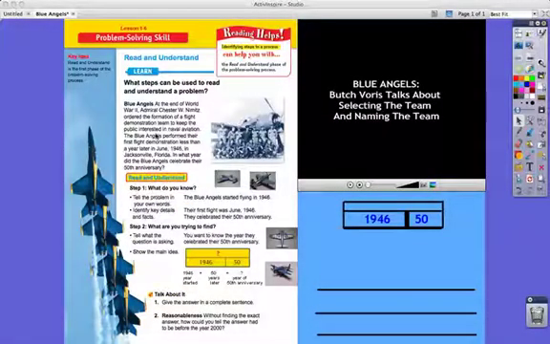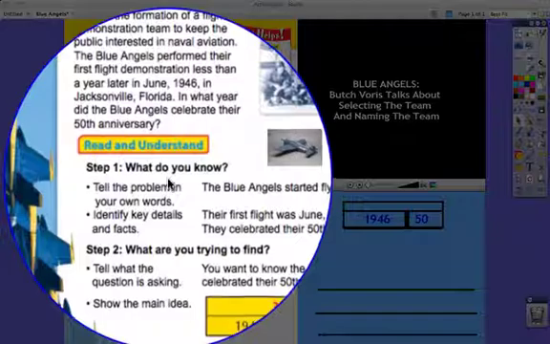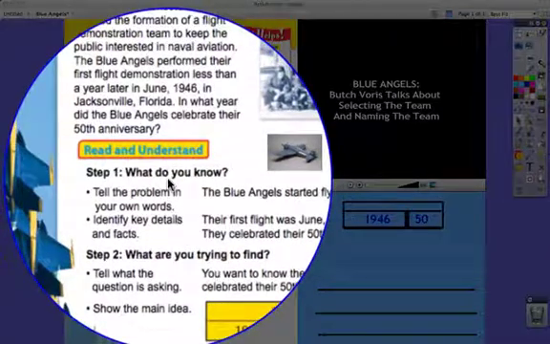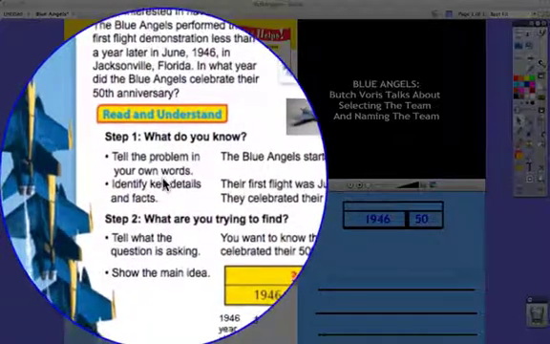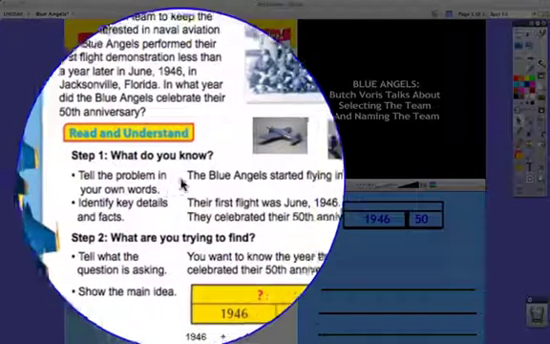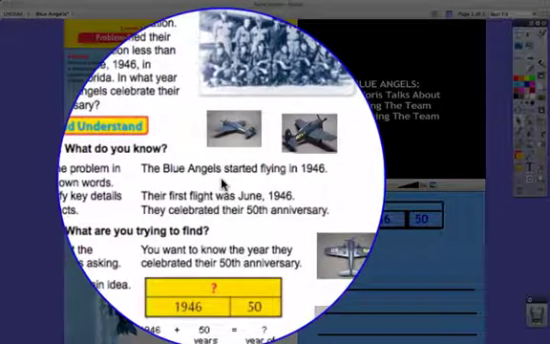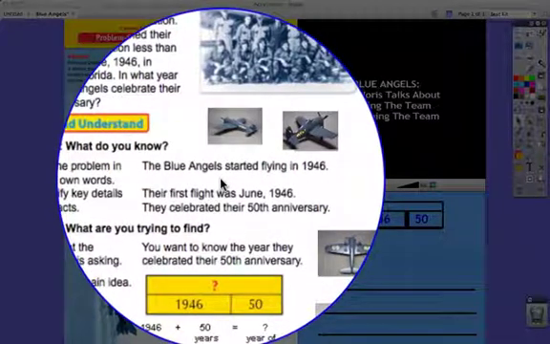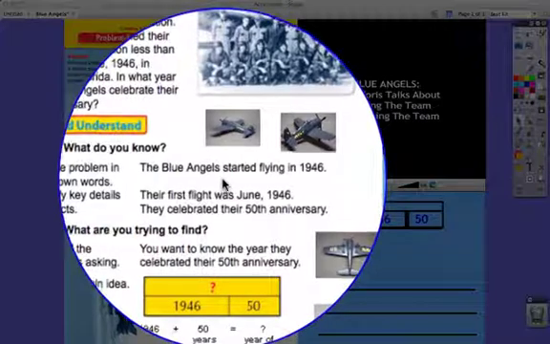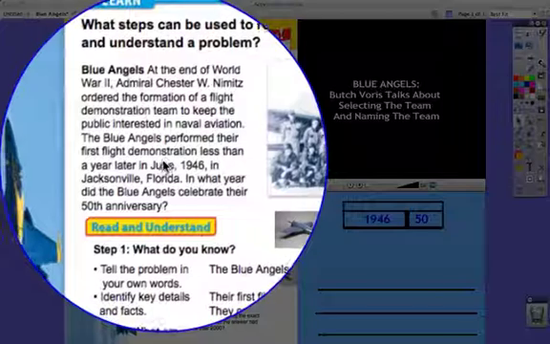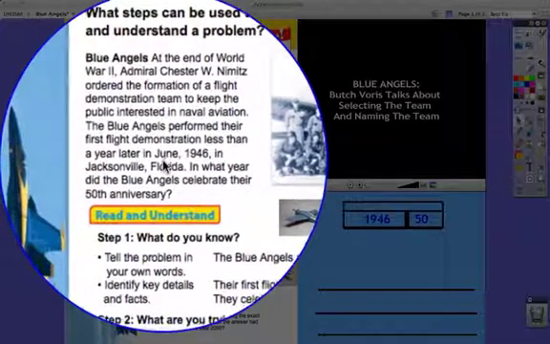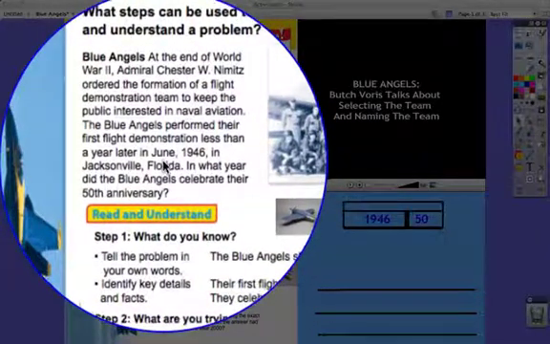The first thing you want to do when you read and understand a problem is go to step one. Step one says, what do you know about the problem? Well, there are several things. For one, you want to tell the problem in your own words. Here, we have the Blue Angels started flying in 1946. That's correct, right? Looking back at the story problem, it says the Blue Angels performed their first flight demonstration less than a year later, in June 1946.